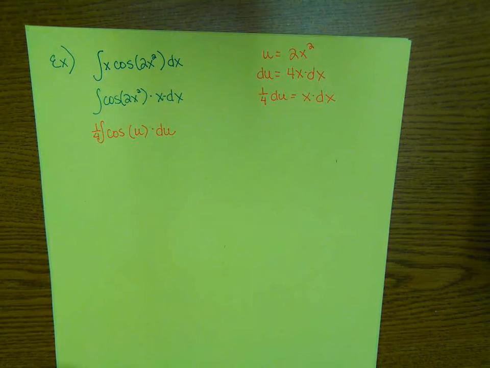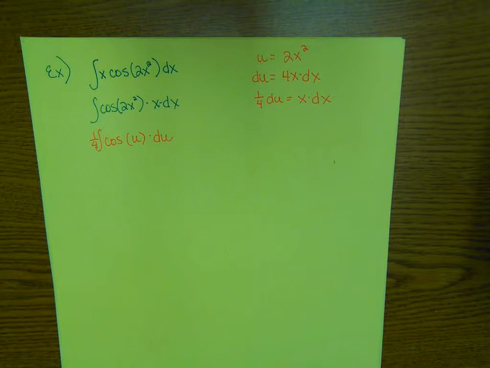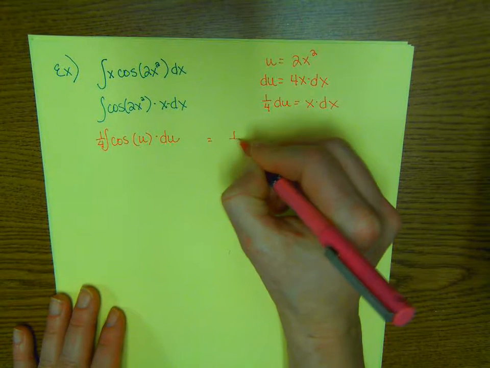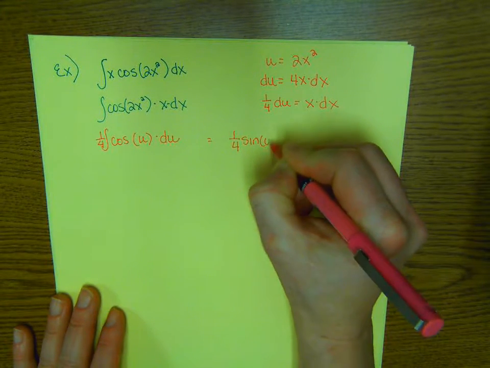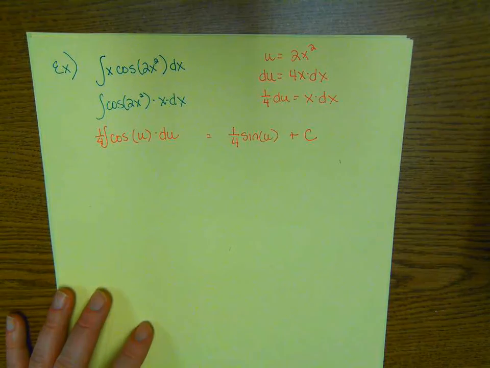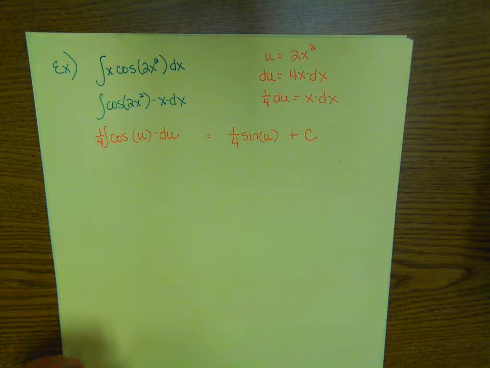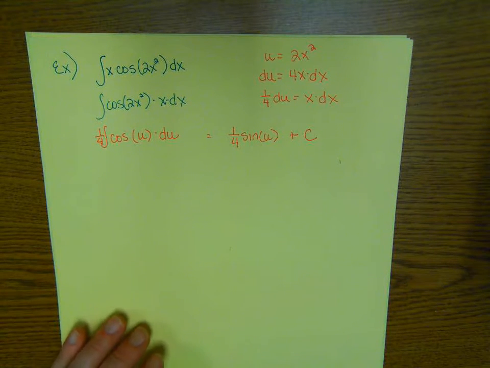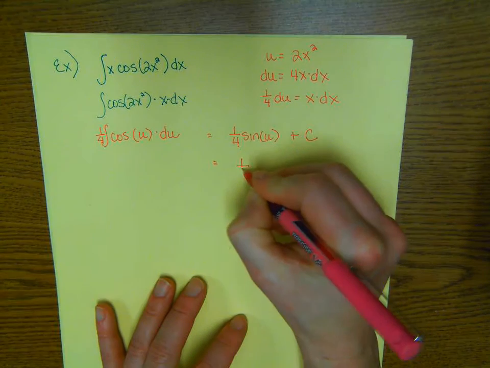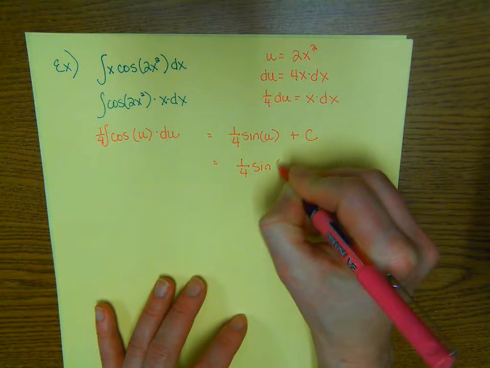Yay, and this is super easy to integrate now, isn't it? What's the antiderivative of cosine? Sine. But it's just a 1/4 out in front. So this is 1/4 sine of u plus c, and then we sub back in: 1/4 sine of 2x squared plus c.